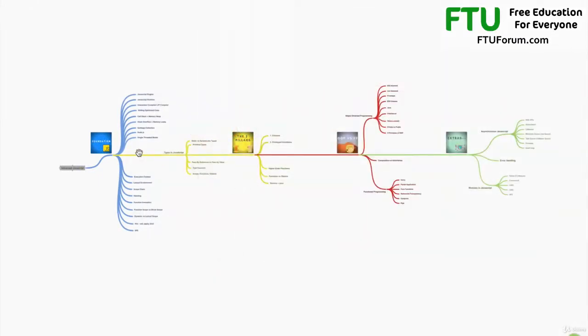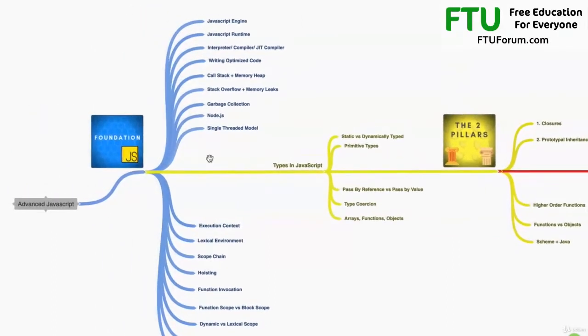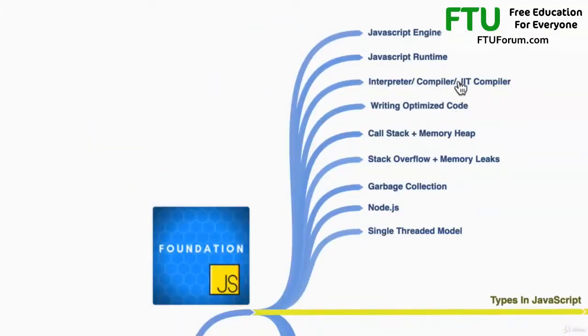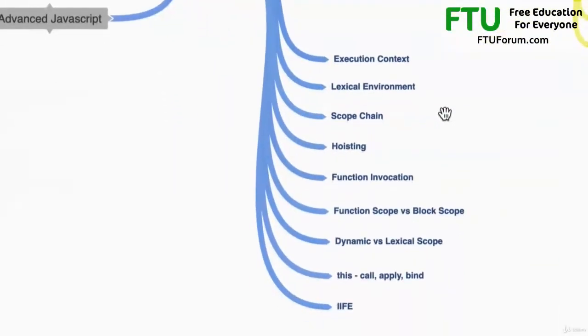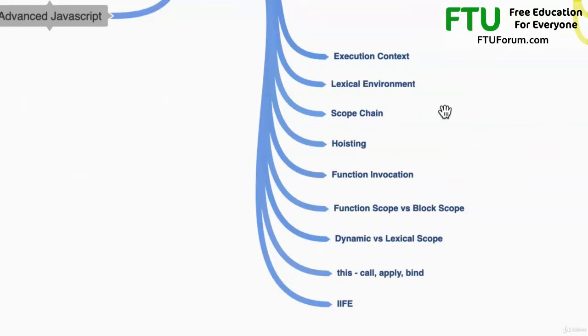And the course starts off with the foundations, to make sure that we have those building blocks in place to learn best practices, advanced topics, and how to write clean code. We'll start diving quite deep into things like the JavaScript engine, the runtime, talking about interpreters, compilers, JIT compilers. Going to talk about all these topics, some of them quite advanced, and then dive deep into the language itself, talking about some of the key terms that you may have heard but not fully understood, like execution context, lexical environment, dynamic versus lexical scope.